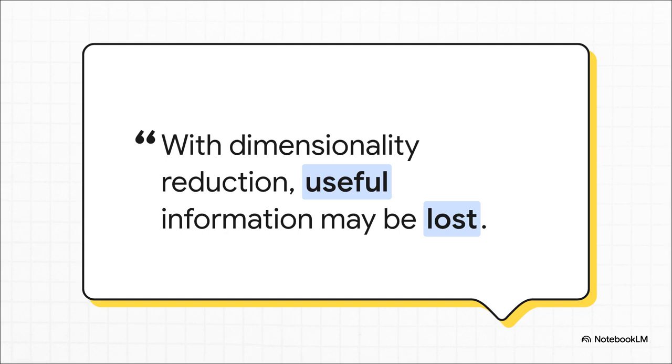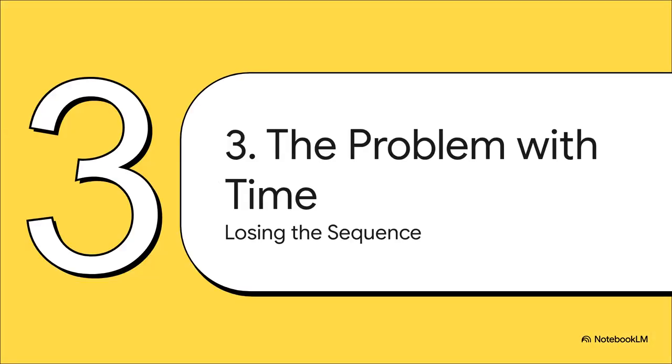The source paper for this explainer puts it perfectly. When you reduce all that complexity, useful information may be lost. Really important parts of the story can just disappear. And one of the most important pieces of information that often gets lost in the shuffle is the element of time. And this is the key weakness that the researchers really wanted to fix.